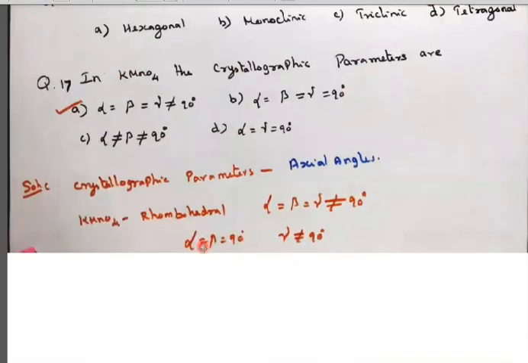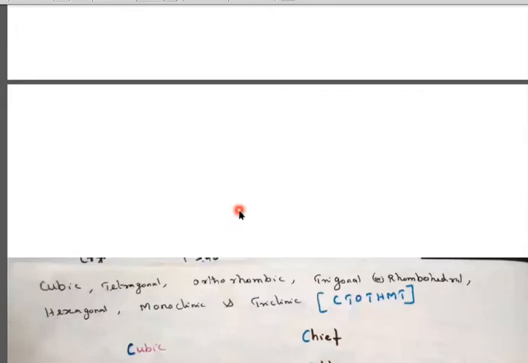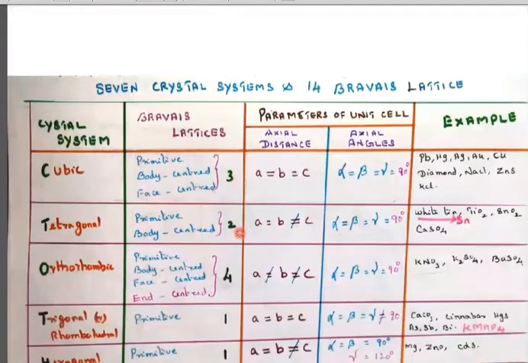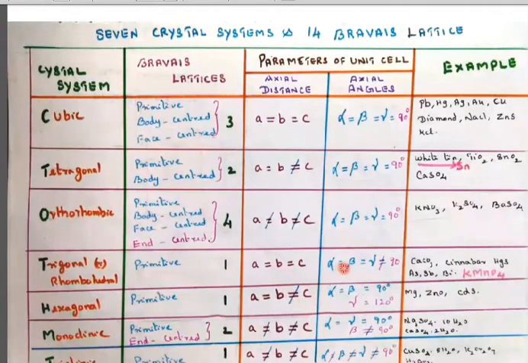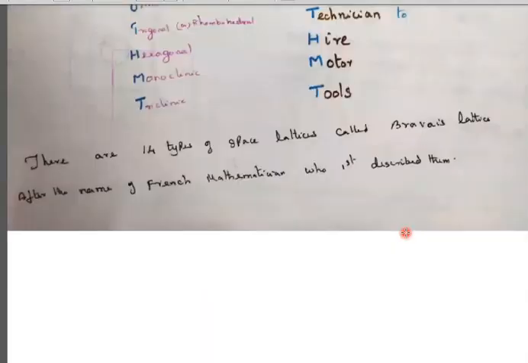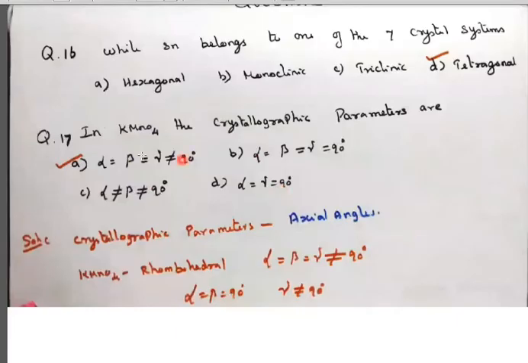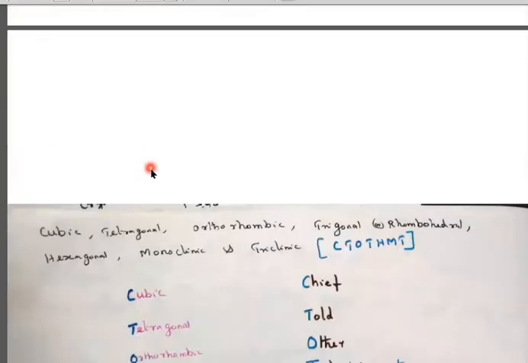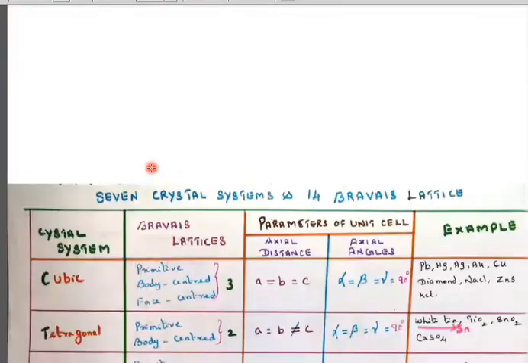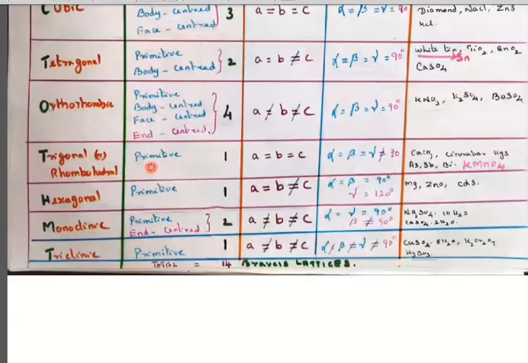So in the second question, alpha is equal to beta is equal to 90 degrees, gamma is not equal to 90 degrees. That is nothing but rhombohedral. So that is alpha equal to beta equal to gamma not equal to 90 degrees. Rhombohedral is a trigonal. The angle is this, the correct option is this one. Please learn this table by heart.